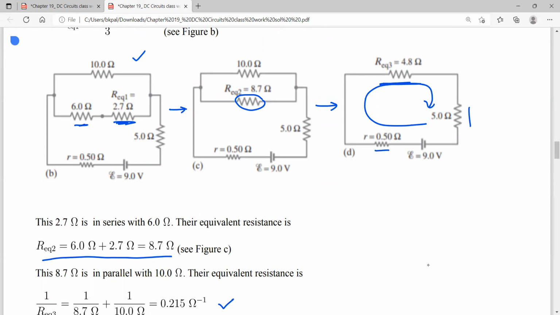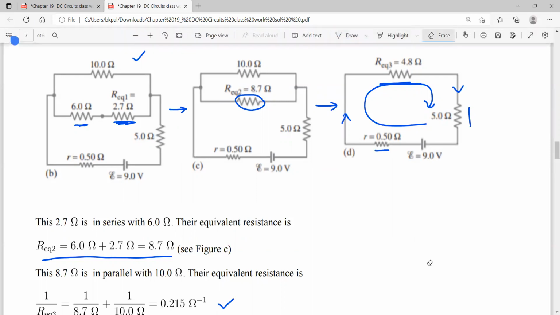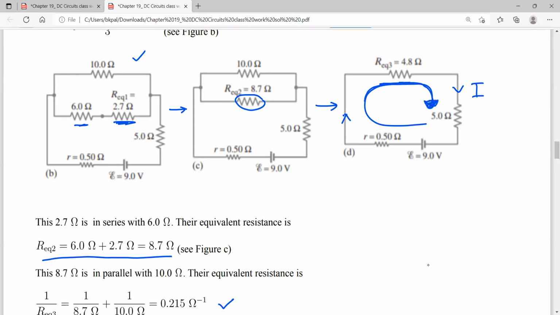To use the loop rule, you need to know the current direction. Because there is only one battery and this is the positive terminal, the current direction will be this. Let me call this current I. Let me also follow the same direction, so the current direction is my travel direction.